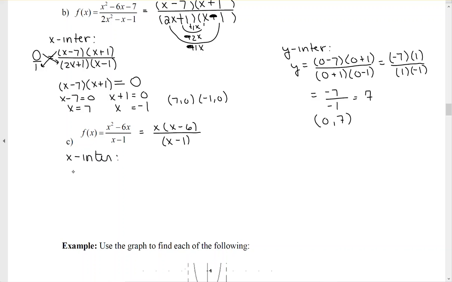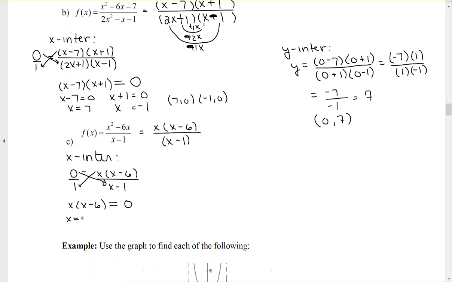So for x-intercept, you let y, or f of x, equal 0. And I can put again 0 over 1, do my cross multiplication. 1 times the numerator is just the numerator, equals 0 times the denominator is 0. Set each factor equal to 0, solve for x.